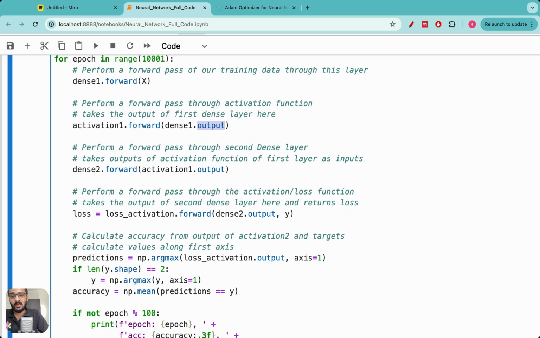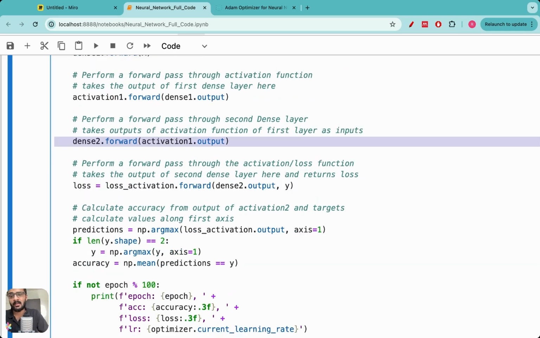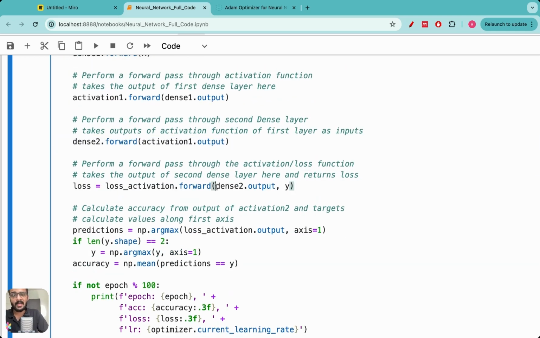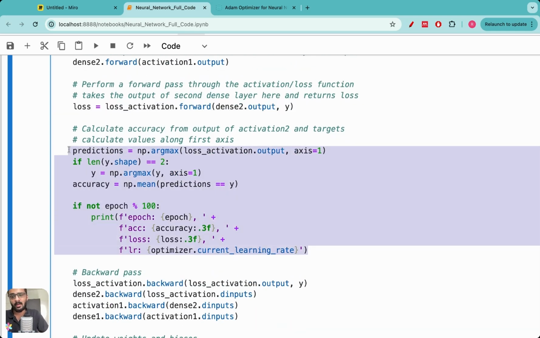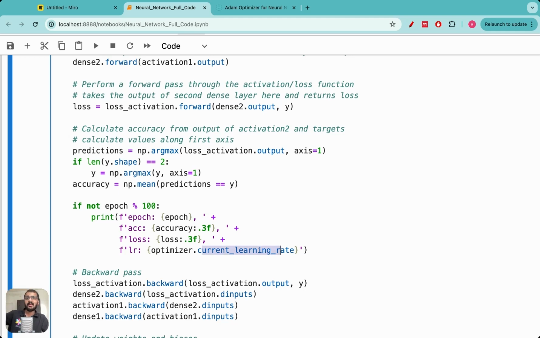The output of the ReLU is passed as an input to the second layer. Dense 2 dot forward calculates the output of the second layer. Then the output of the second layer is passed as an input to the softmax and the categorical cross entropy. So up till this point we have calculated the entire forward pass. In this part of the code we are just printing the epoch number, the accuracy, the loss, and the learning rate, because remember the learning rate depends on the amount of iteration we are on.